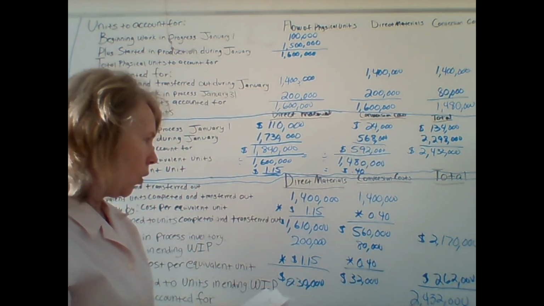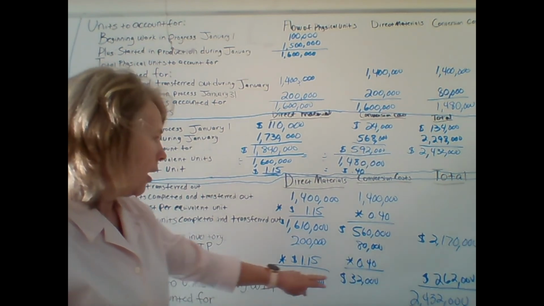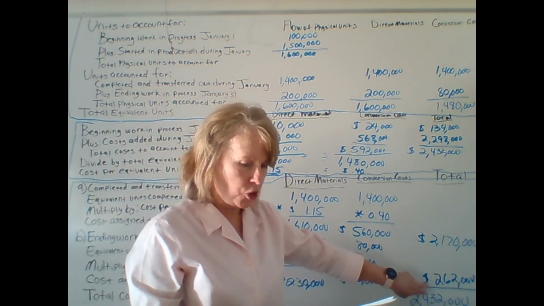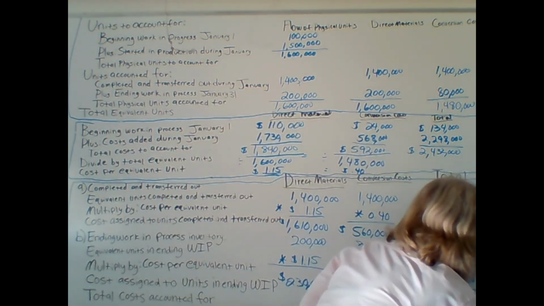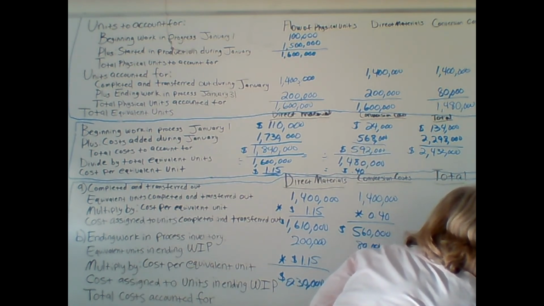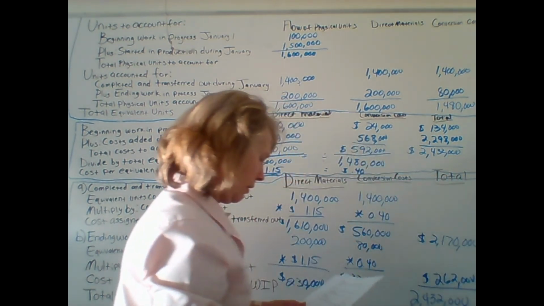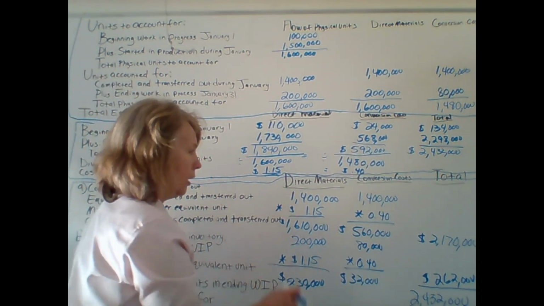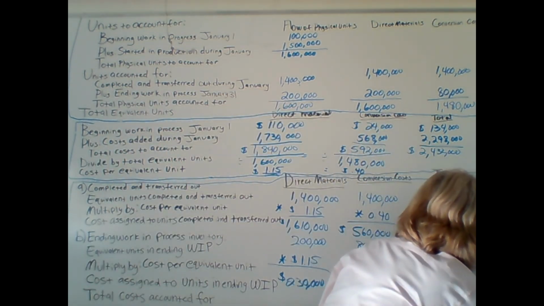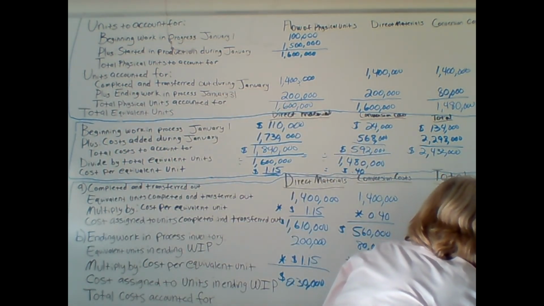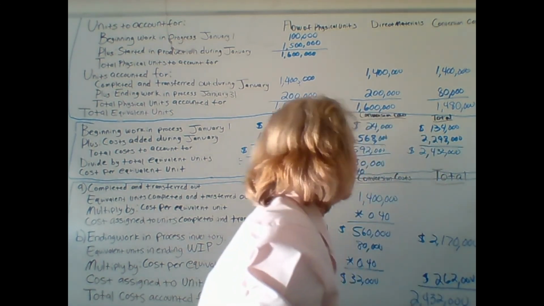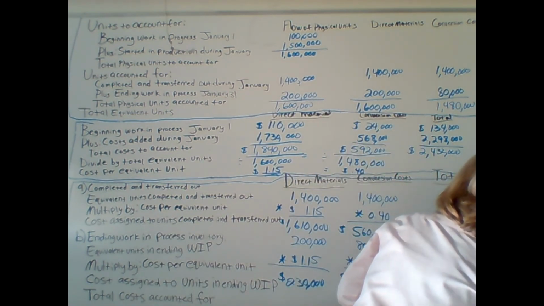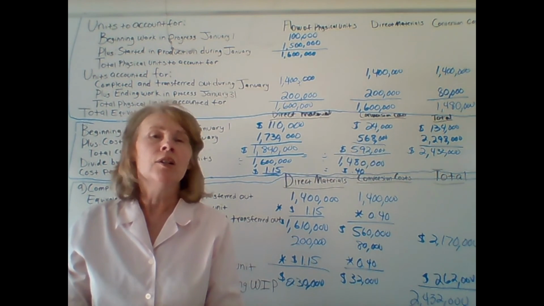So the ending work in process for the ending work in process is 262,000. You could divide it by the number of units that are still in working process, trying to get that partially completed, because these are completed. 262 divided by 200, and that gives you $1.31. Okay, so that's just another way to do that.